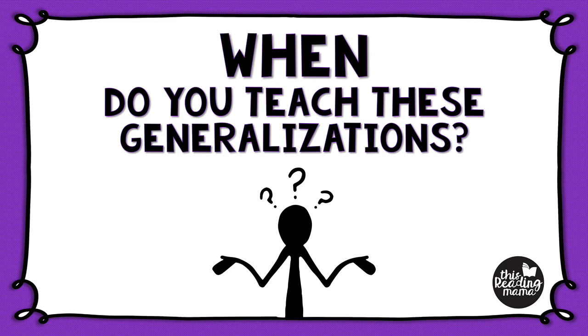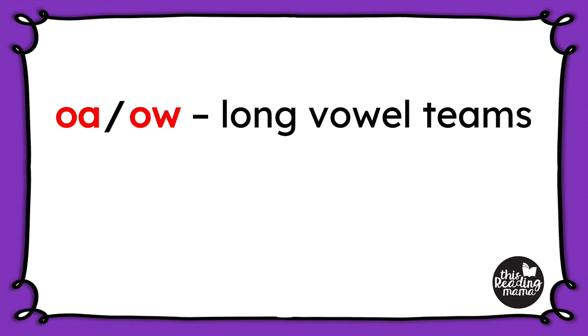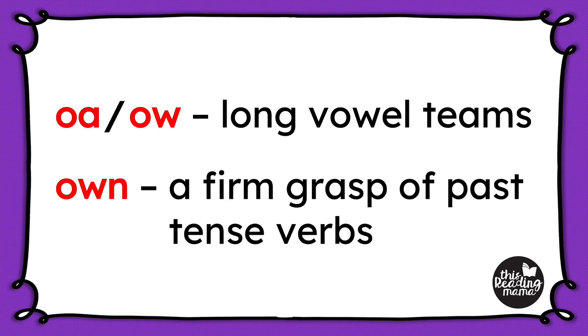Now, knowing when to teach the spelling generalizations is important. When are learners developmentally ready for it? I would say that OA and OW, they're common long vowel teams. So as you're teaching long vowel teams, you're going to introduce this generalization. Now, the own family should be taught when your learners have a firm grasp of past tense verbs. And this pattern's also a bit more abstract, and there's only a handful of words that follow it. So it can be taught a little later if you need to, but it is an important one to teach.